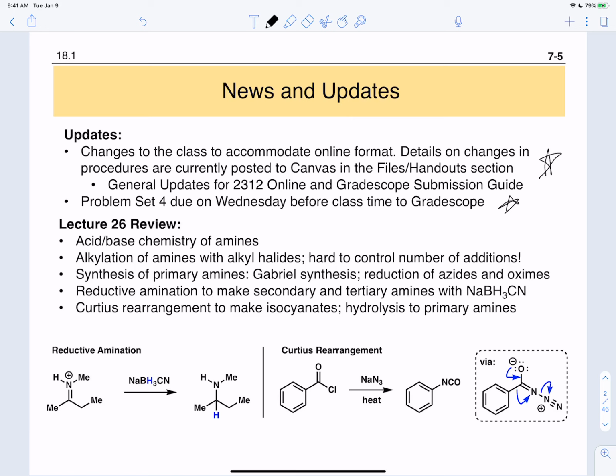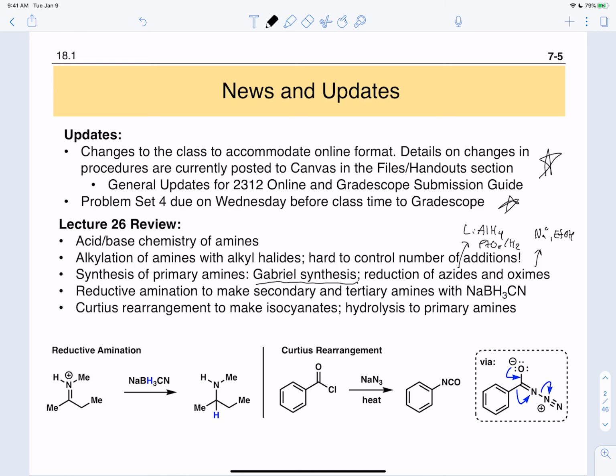We also learned two new reactions. That's reduction of azides. This can be done with either lithium aluminum hydride or platinum oxide and hydrogen gas. And we also learned how we could reduce oximes selectively to primary amines using dissolving metal conditions of sodium and ethanol.